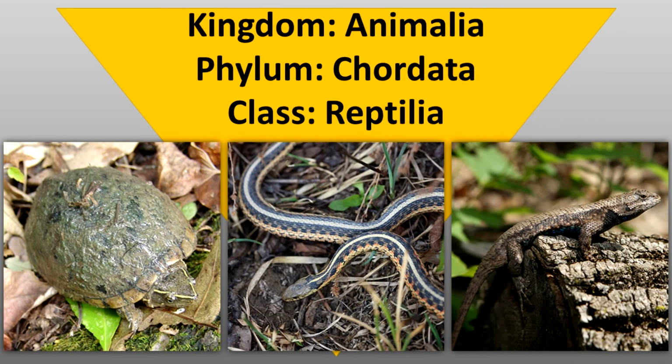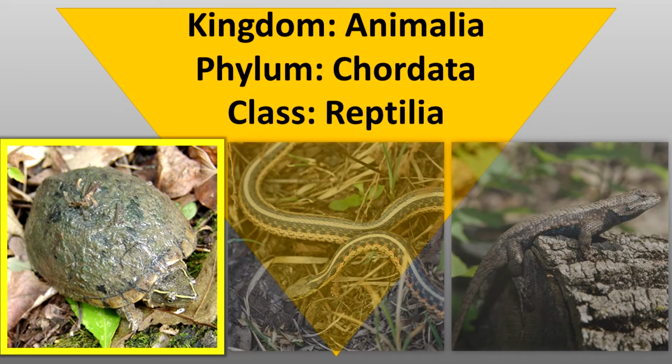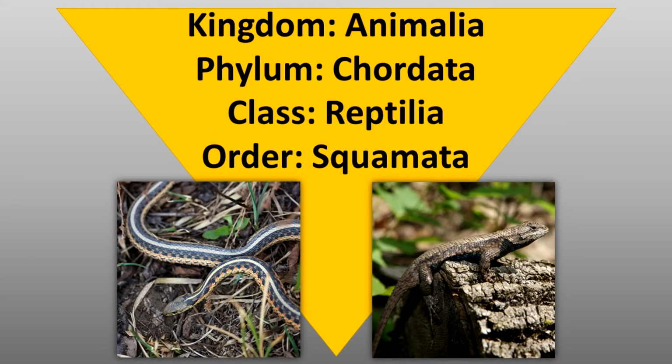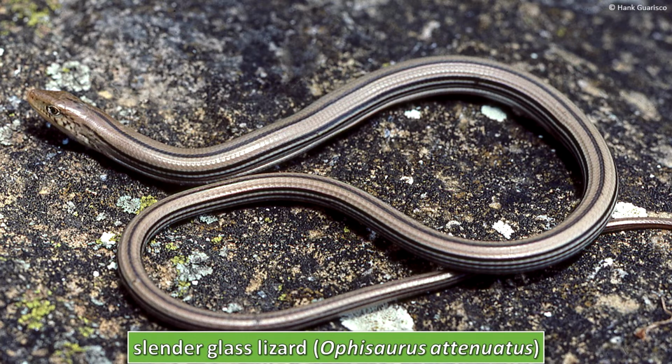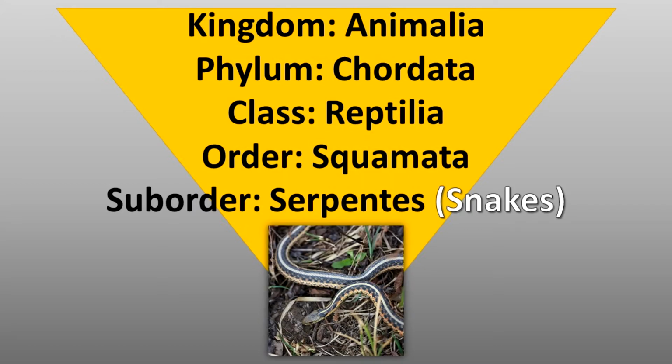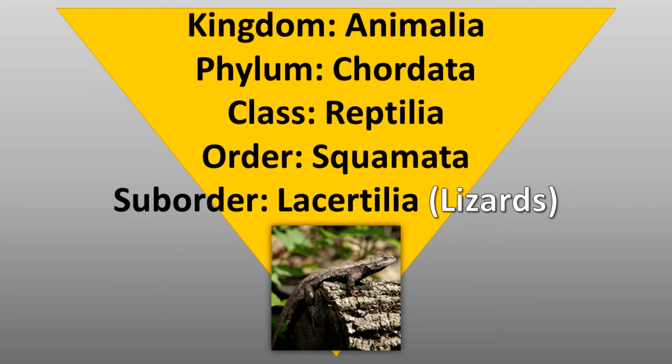Sometimes, the appearance of organisms can help you easily separate them into groups. For example, although they are all reptiles, turtles really look nothing like snakes or lizards. They are placed in the order Testudines. Snakes and lizards, in the order Squamata, can be hard to differentiate by sight. Other traits are needed to further classify snakes and lizards. Snakes and lizards are different enough that they are placed in suborders: snakes in the suborder Serpentes, and lizards in the suborder Lacertilia.